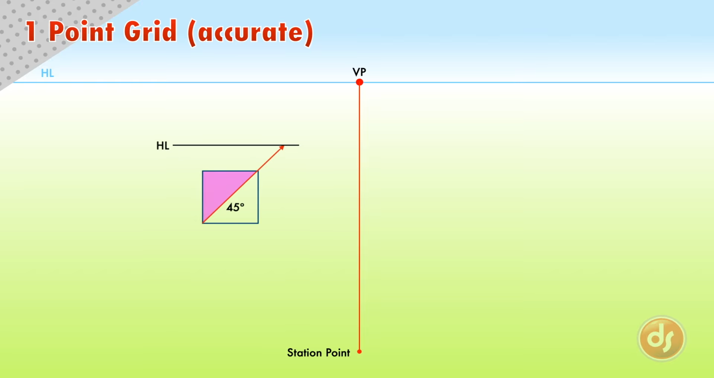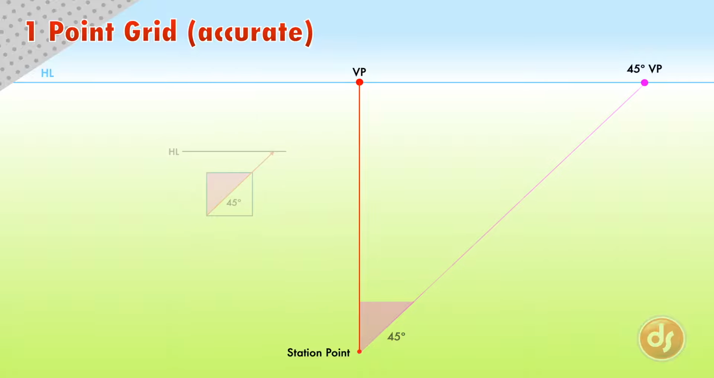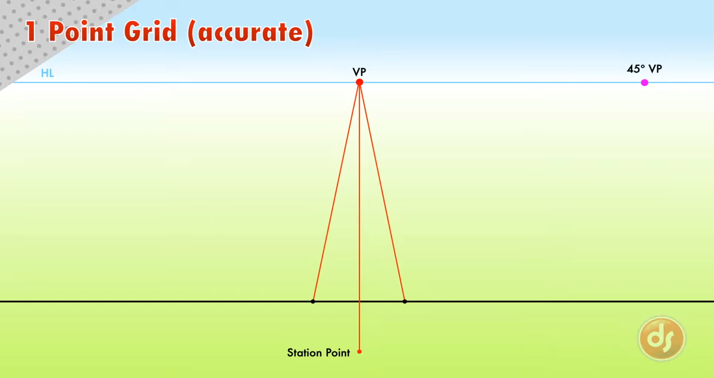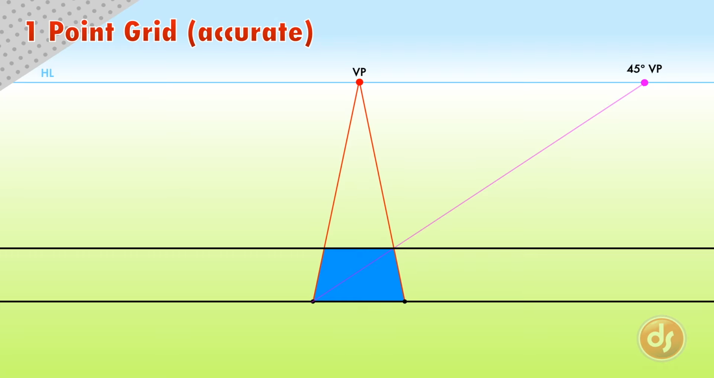Because of the 45-degree principle, if we draw a 45-degree angle from our station point to the horizon, we will get a 45-degree vanishing point that is accurate to the viewer's perspective. Now, draw a line near the bottom of the page to represent the bottom of the grid, and then mark an equal distance on either side of the station point to represent the width of our first grid tile. Then draw perspective lines from the corner of our tile to our vanishing point. A line from the bottom corner of our tile to the 45-degree vanishing point will cut through our perspective line, showing us where the back corner of the perfect square tile would be.